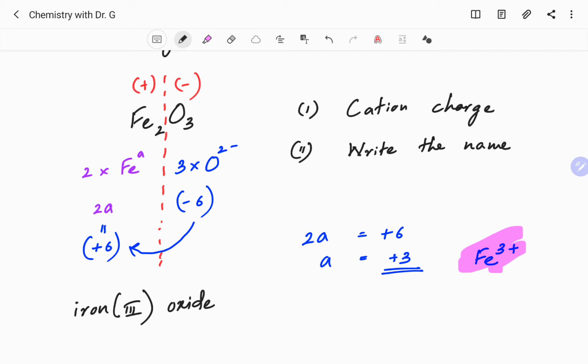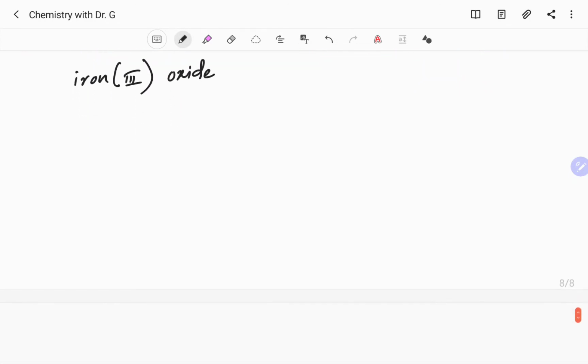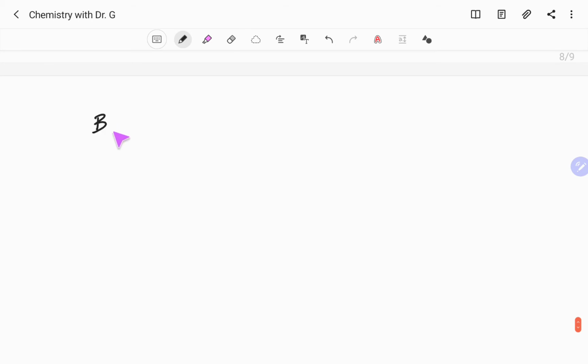All right, let's do another one. So let's try Bi2S5. Here's another example. Let's see if you can do this quickly. When writing chemical formulas, how did you write chemical formulas?